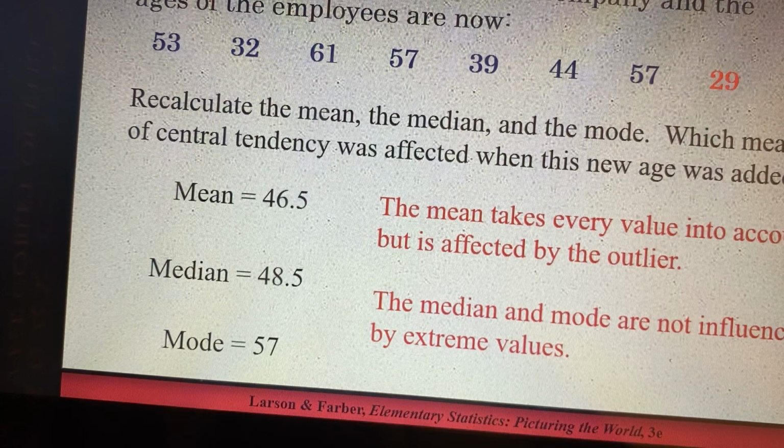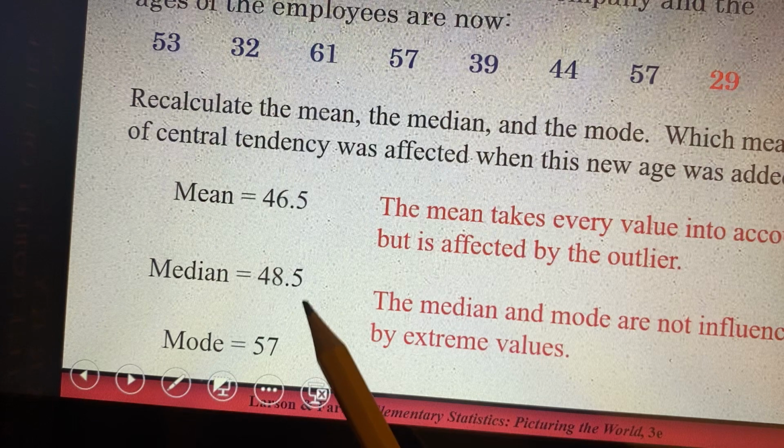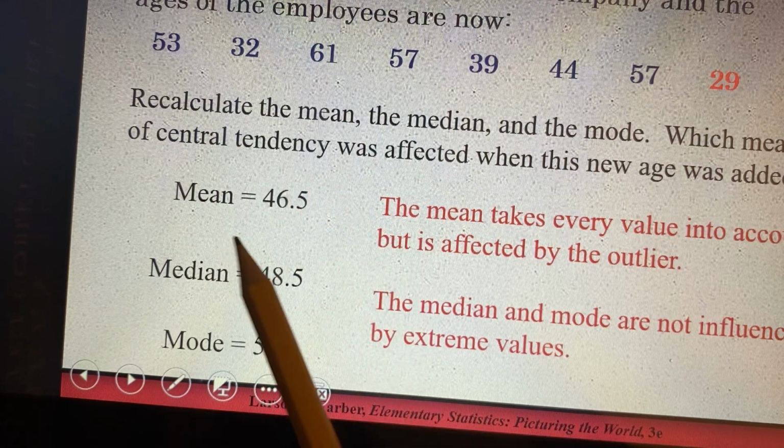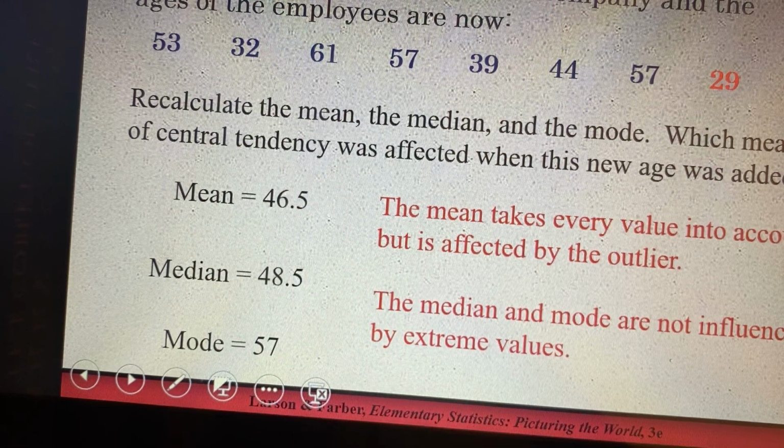So the mean takes into account every value, so it gets affected by an outlier. Your median and mode are not influenced by extreme values. You can see that your mode didn't change at all, and the median changed a little bit, but the mean is the number that got affected the most by that outlier of the 29.